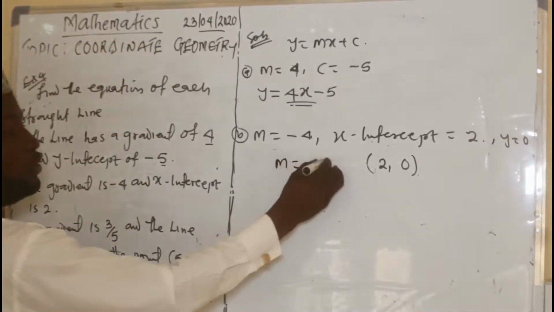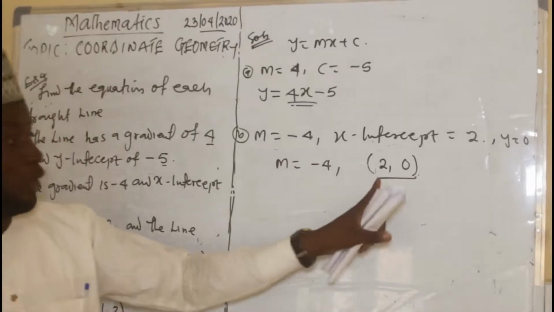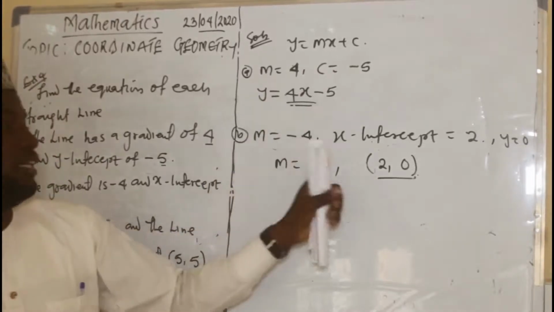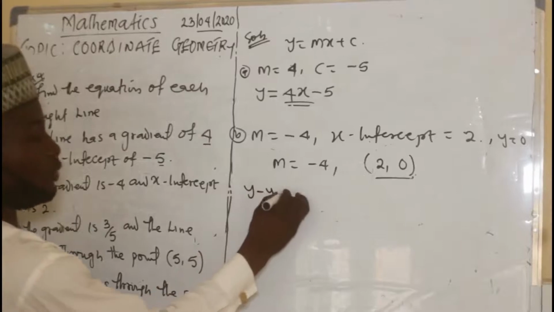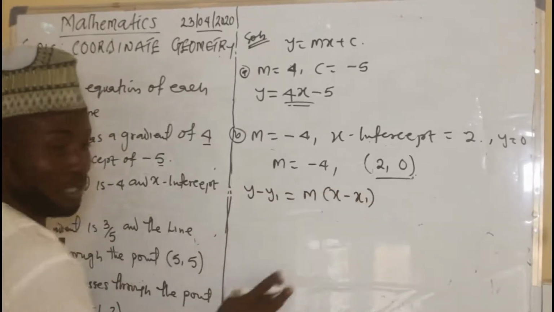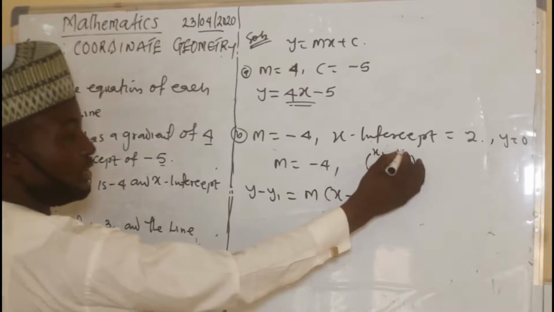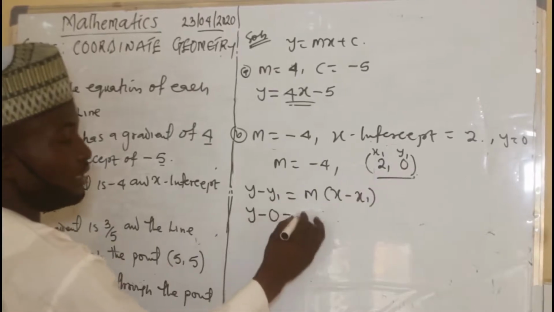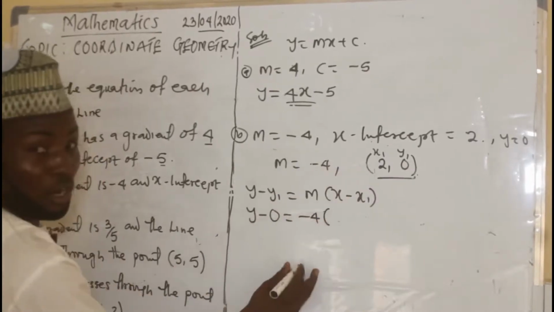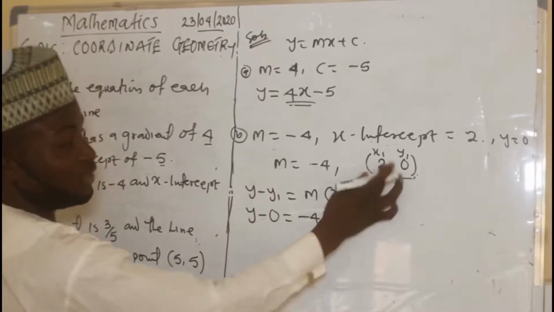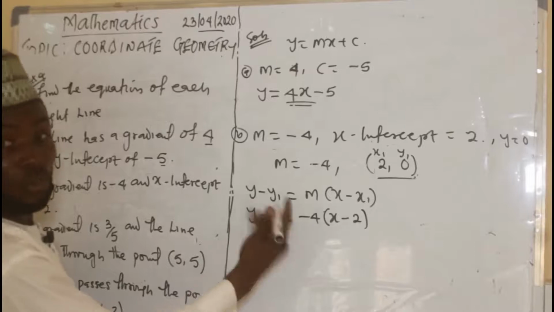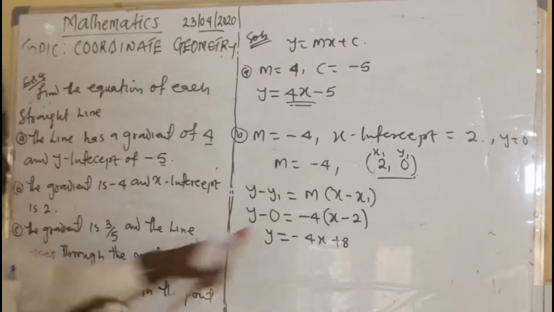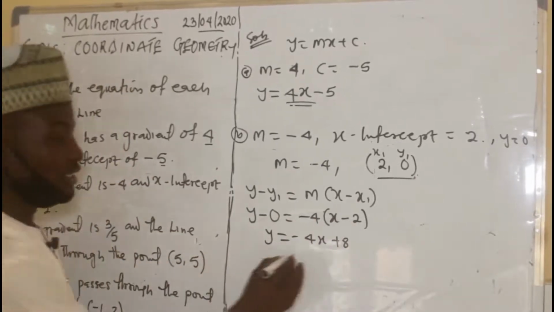So now we have m equal to -4, and we have one point, (2, 0). So which formula can we use now? Can we use this? Yes, but advisably you should use the other one that says y minus y1 is equal to m into x minus x1. Because this is our x1, this is our y1. So y minus 0 is equal to -4 into x minus 2. Simple. y minus 0 is y. So we have y is equal to, expand this bracket, -4x plus 8, since -4 times -2 is +8. So this is the equation of a straight line.